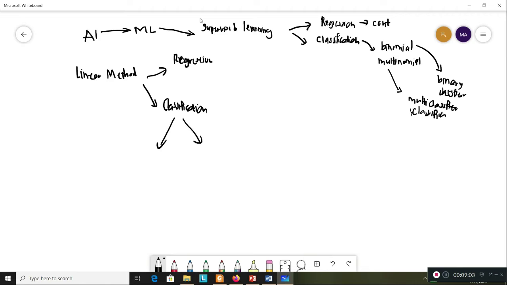One is classification using sigmoid, and another one is using softmax. If you refer to the notes there, the sigmoid one is considered a binary classifier. And this one is a linear method for a multi-class classifier.